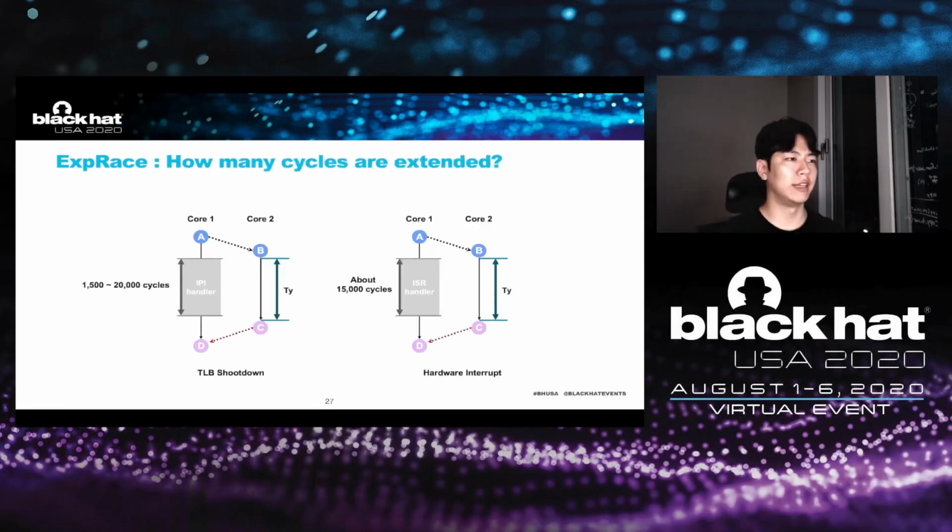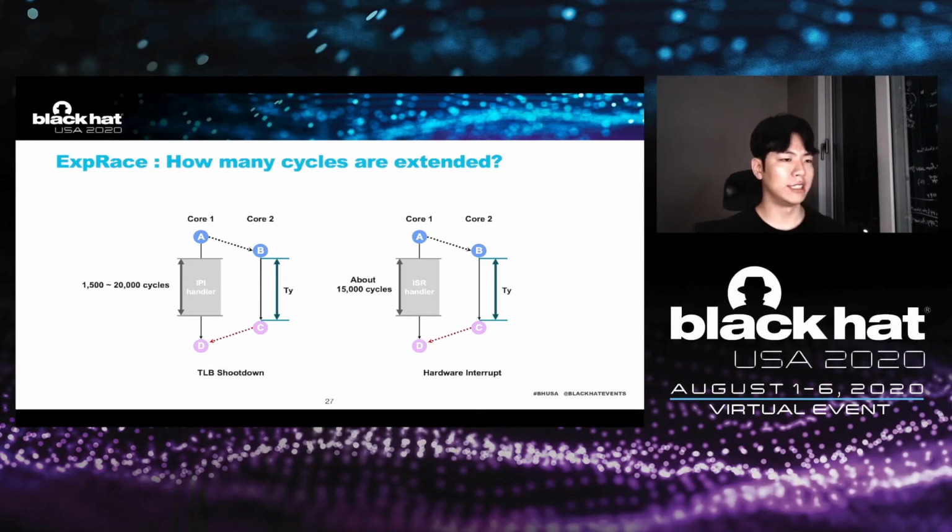Now let's look at the efficiency of EXP-Lace. We measure how many cycles are extended through EXP-Lace. As a result of measuring the extended cycle due to the IPI, it extends from 1.5 thousand to 20,000 cycles. The reason for the wide range is that it can only flush one TLB at a time.